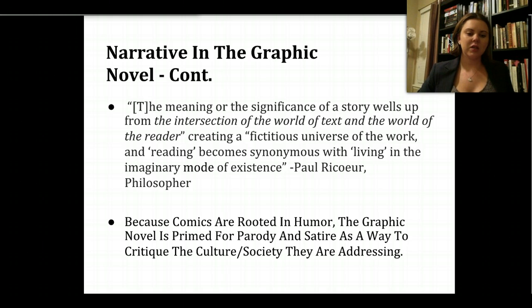Okay, and then finally, because comics are rooted in humor, that's really where their past comes from, the graphic novel is primed for parody and satire as a way to critique the culture or society they are addressing. Of course, some graphic novels take different approaches, and as we see graphic novels becoming more and more important, many of them have moved away from humor and are using violence or seriousness. But we'll frequently find parody or satire that's emphasized both in the text and in the images themselves.